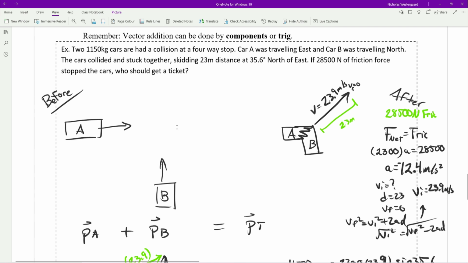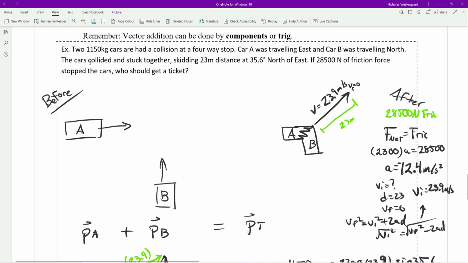Okay, so just a little reminder, vector addition can be done with components or can be done with trig. Remember, with trig, you only have to have 3 vectors. So let's take a look at the situation. We have 2 cars, and they had a collision at a 4-way stop. Car A was traveling east, so here's A, and it's traveling east, and car B was traveling north. There we go. So this is what that looks like before the collision.